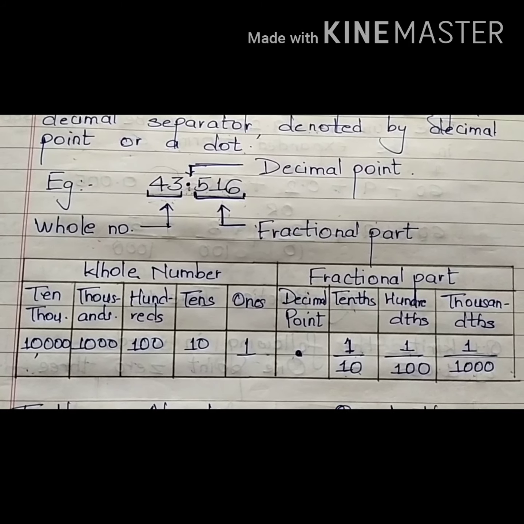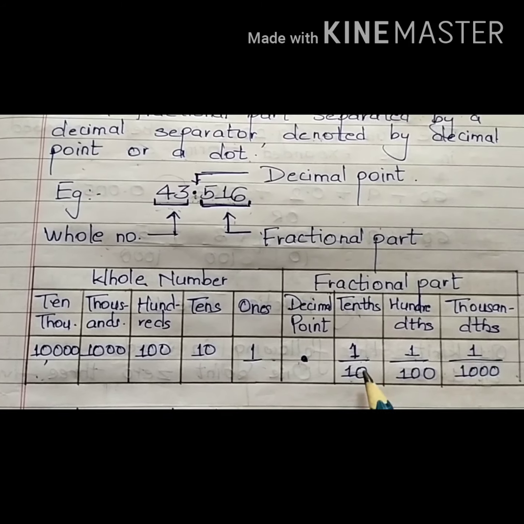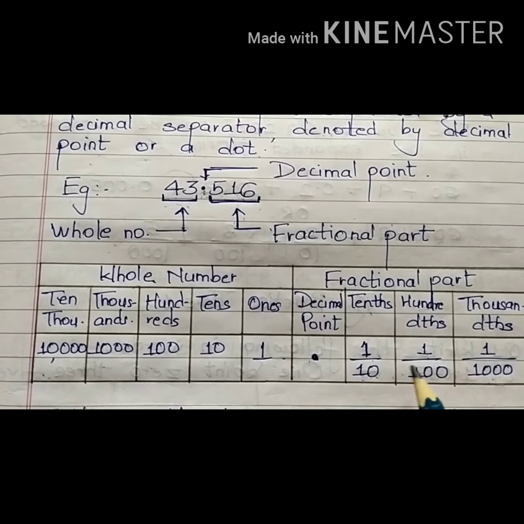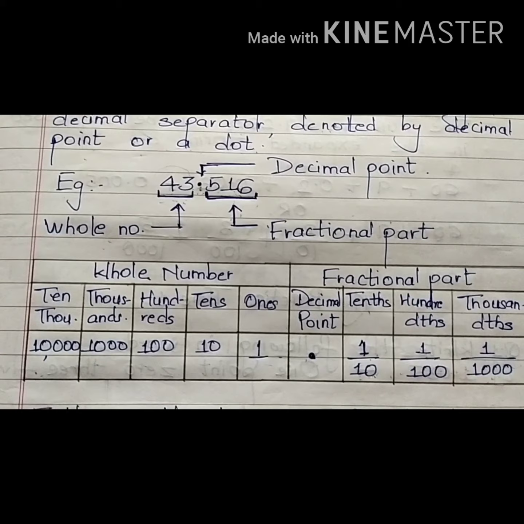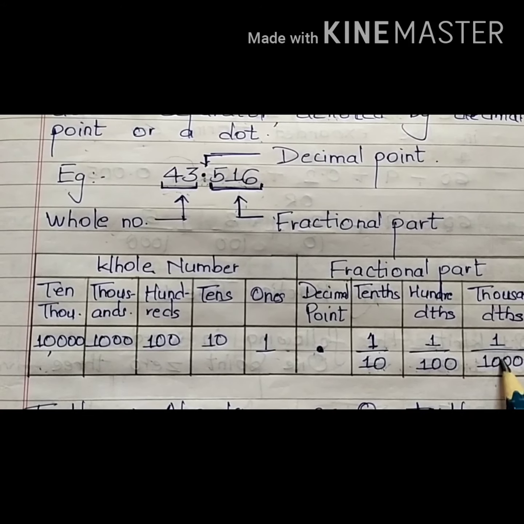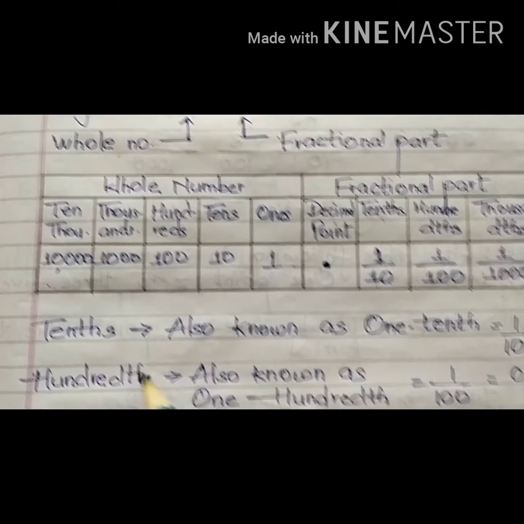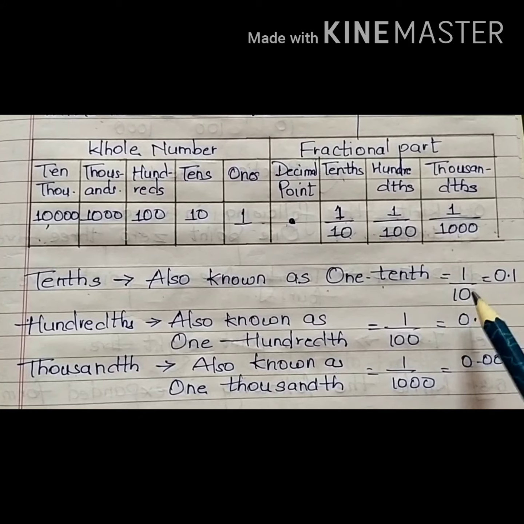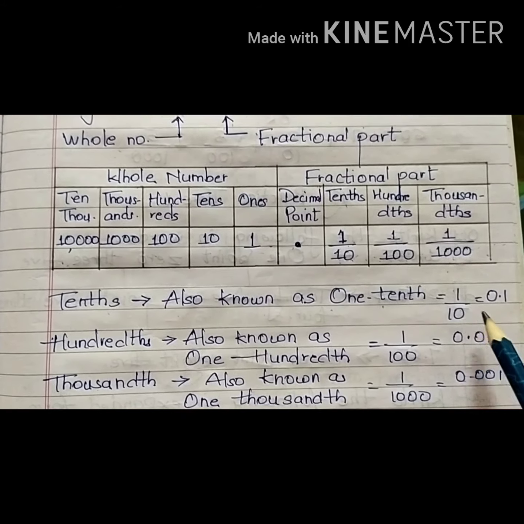And we can move forward. So this is how at the right side every number is denoted in a fractional form. That is the reason it is known as the fractional part. I'll explain further how it becomes a decimal number. But before that, let us see, tenth is also known as 1/10. Here children, you can see 1 upon 10.